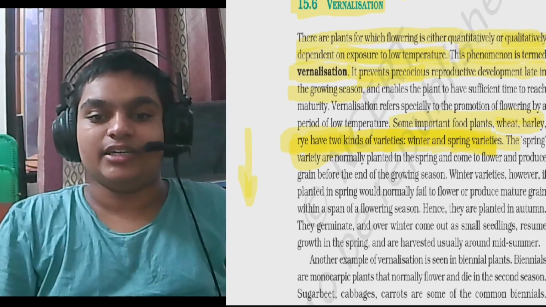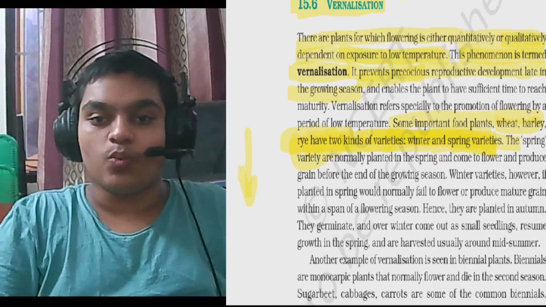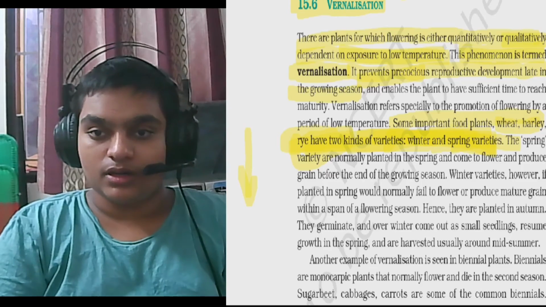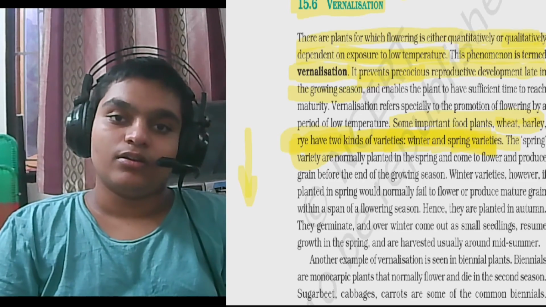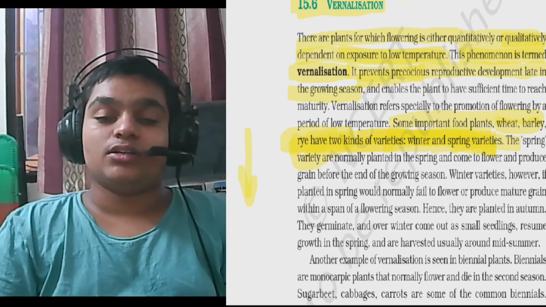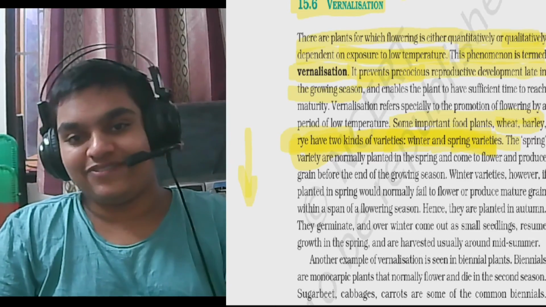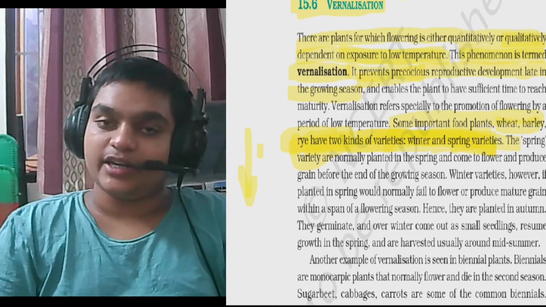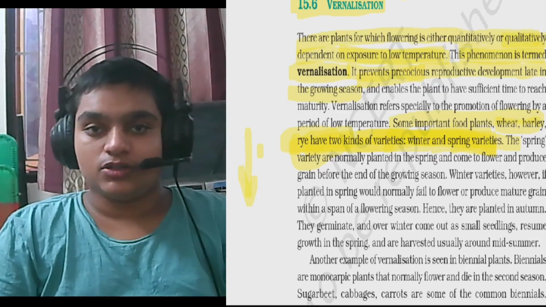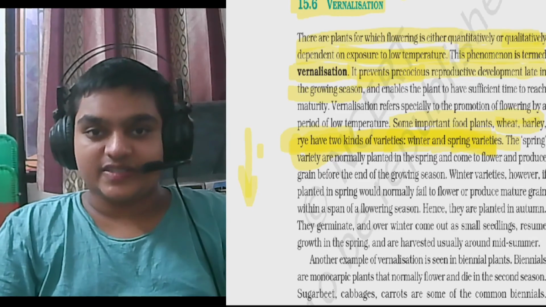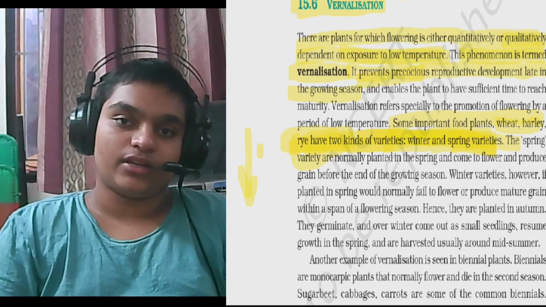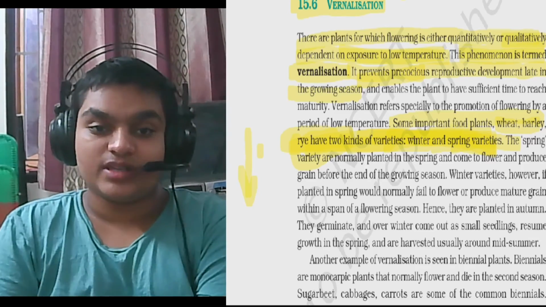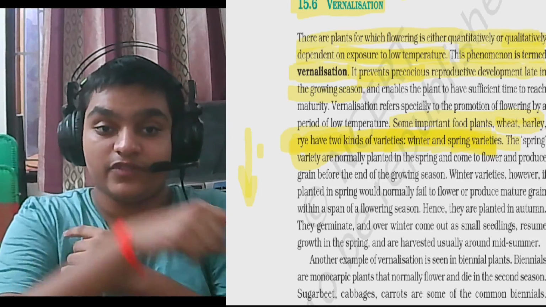Hope you are understanding it. If you haven't understood, let me tell you once again. These are some important food plants like wheat, barley and rye, which show effects of vernalization. So that is why there are two types of varieties: one spring variety, two winter varieties. Spring is a season from winter to summer. It is a change of phase from winter to summer.